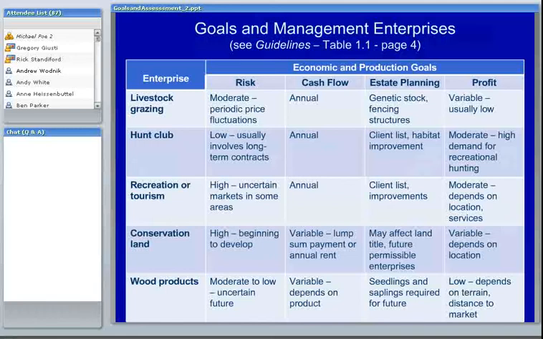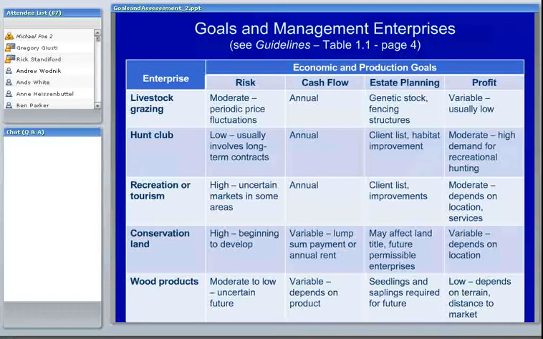The profit, we classed it as moderate. Some of the statewide supply-demand relationships for recreational hunting on private lands indicate a fairly high demand for this area. So this worksheet could help you step through some of that and considerations.